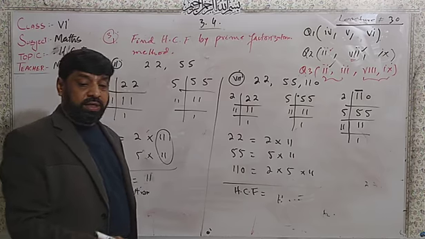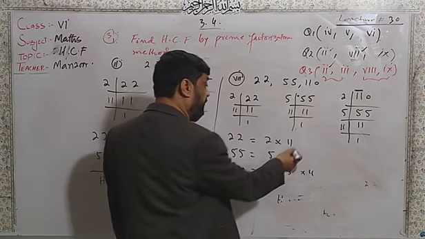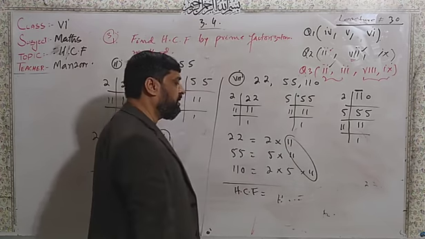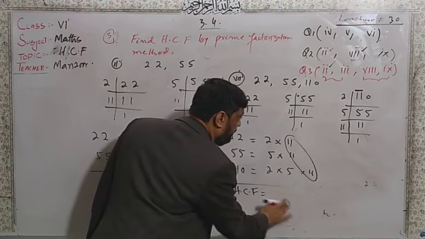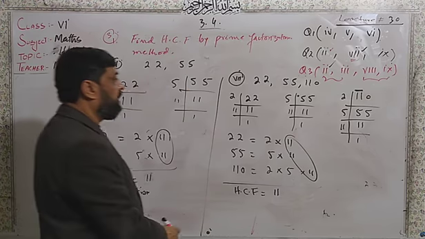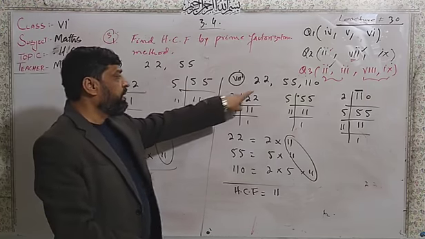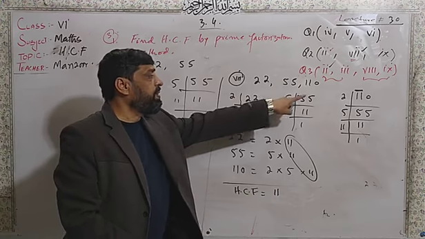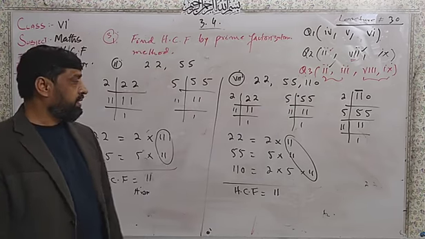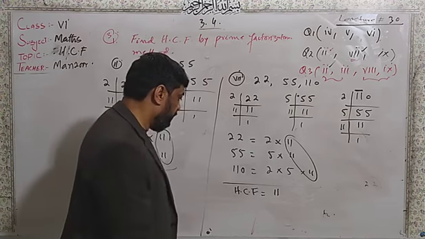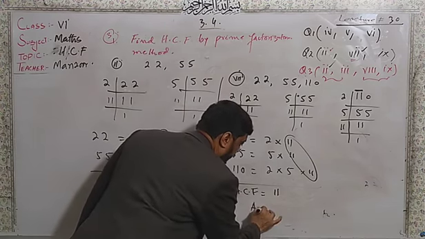Now what is the highest common factor? Just see this one. There is no other common. So 11 is the value that can divide. 11 can divide 22 2 times, 55 5 times, and 110 can also be divided 10 times. So this is the highest common factor.